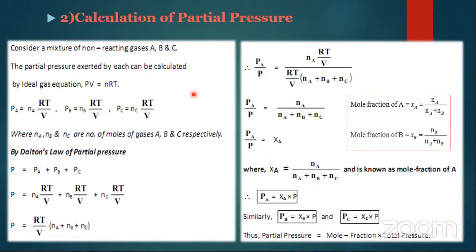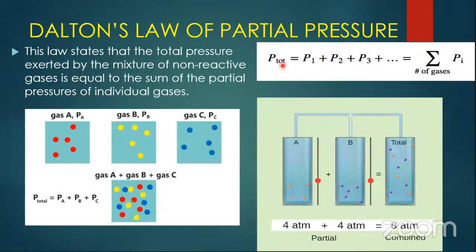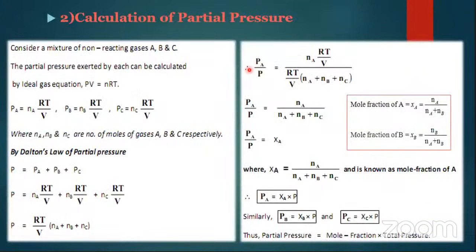Coming to the calculation of partial pressure. What we have discussed in Dalton's law of partial pressure is P total equals P1 plus P2 plus P3, a summation. Now see the ideal gas equation, PV equals nRT. Consider this ideal gas equation for gas A, gas B, and gas C. We have taken the same volume, so volume will remain constant, but the numbers of moles of the gases are different, meaning the numbers of molecules are different.